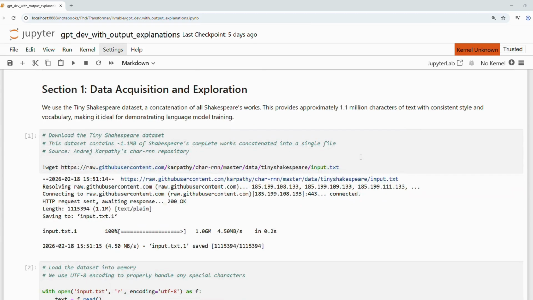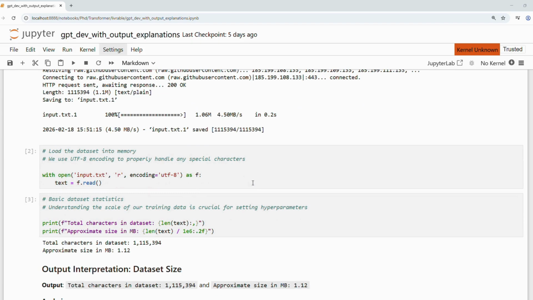For this demonstration, we use the tiny Shakespeare dataset, a single text file containing approximately 1.1 million characters from the complete works of William Shakespeare. We download it directly and load it into memory. After loading, we inspect the basic statistics. The dataset contains exactly 1,115,394 characters, which translates to roughly 1.12 megabytes.